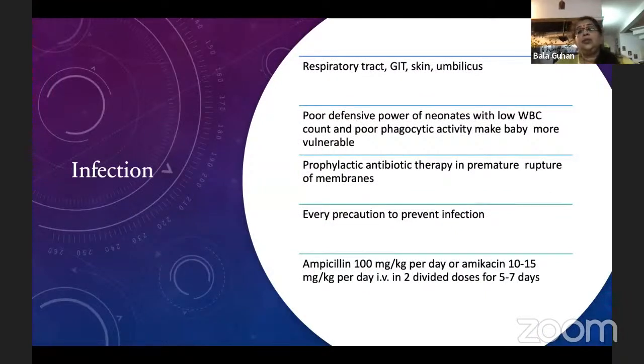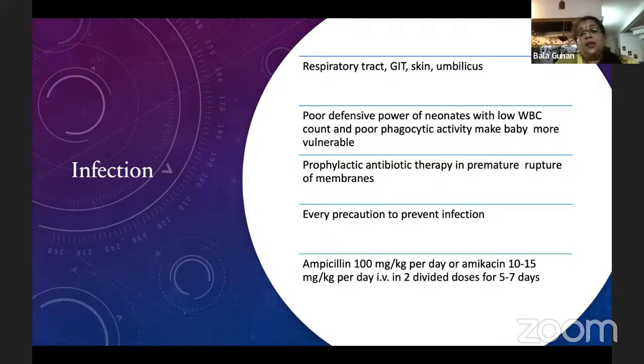Infections are taken care of. Respiratory infection, GIT, skin, and umbilical infections need to be checked. Poor defensive power of the neonates with low immunity, as shown by low WBC count and poor phagocytic activity. Such babies are more vulnerable to infections.